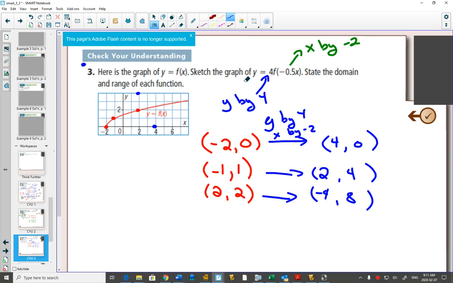Now, those 3 dots are going to form the graph, but we still need to make sure that we're following the ideas of what's happening. So the y by 4, that's stretching things vertically. So you imagine pulling away from the x-axis. The x by negative 2, well, the negative is going to be a horizontal reflection and a horizontal stretch. So I'm using just abbreviations there. But we're going to flip it over the y-axis and stretch it away.